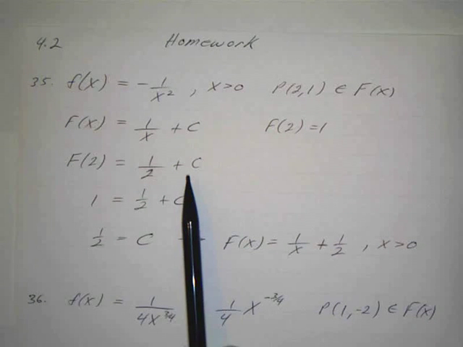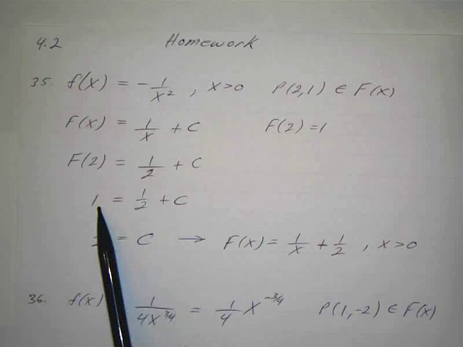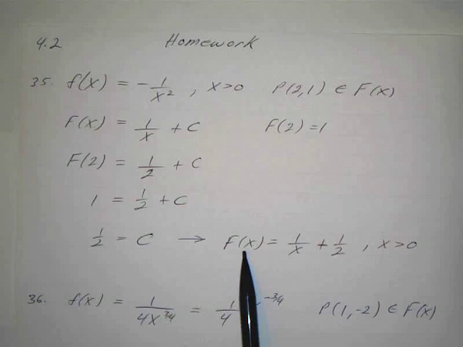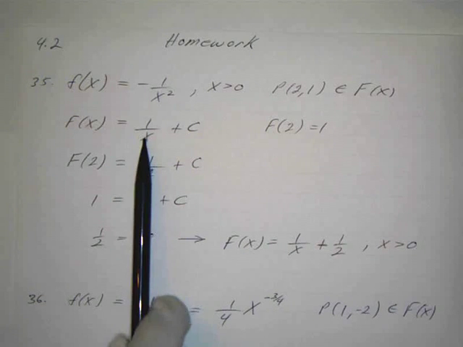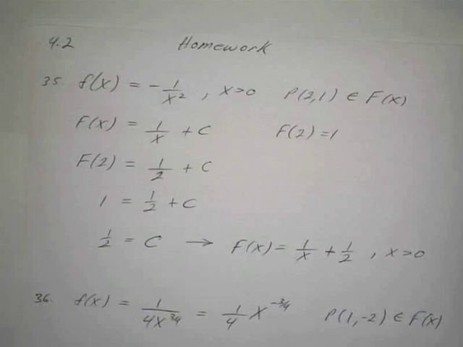1/2 plus c. But what was F of 2? F of 2 was 1, so I put 1 in here. So I've got 1 equals 1/2 plus c. If I subtract 1/2 from both sides, I get 1/2 equals c. That implies that F of x equals, again, 1 over x plus c, which is 1/2. Okay, number 36.